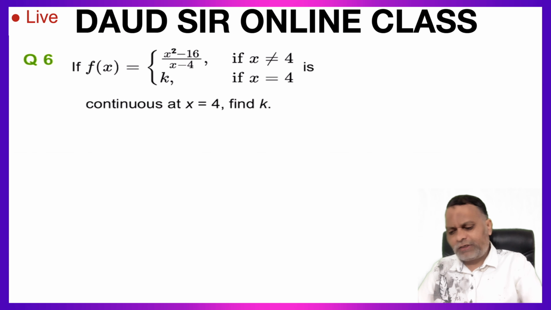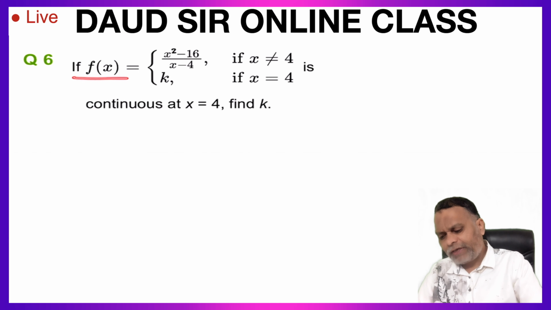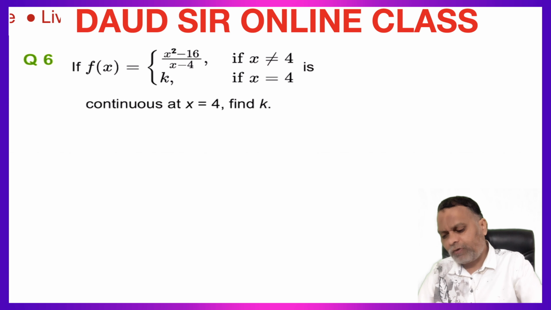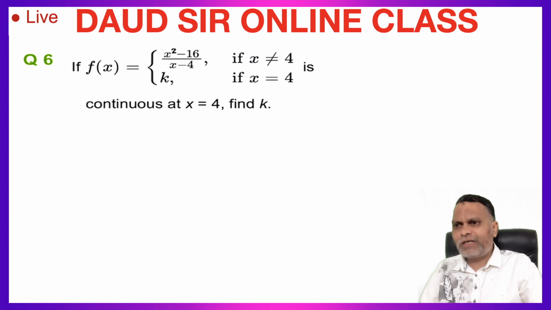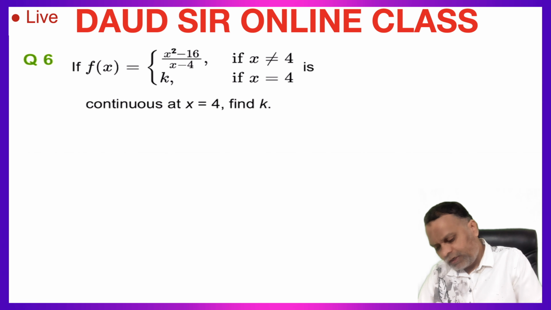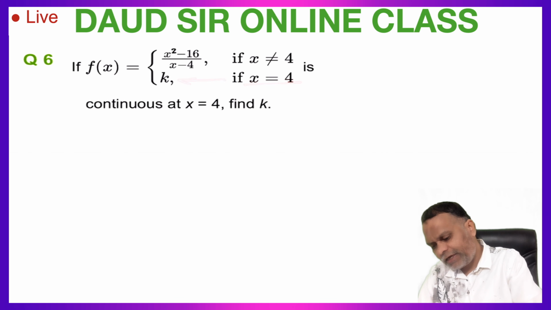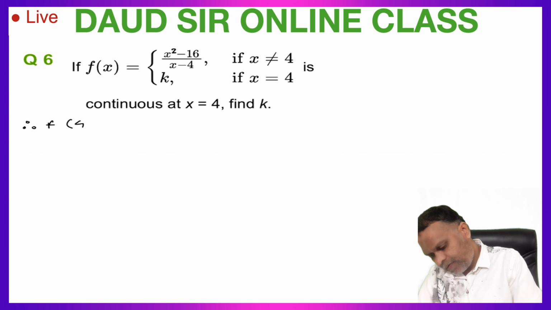Question number 6. If f of x is equal to x square minus 16 upon x minus 4, if x is not equal to 4, f of x is equal to k, if x is equal to 4, is continuous at x is equal to 4, find k. So this function is given continuous at x is equal to 4, so we have to find out the value of k. At x is equal to 4, the value of the function is k. Therefore f of 4 is equal to k.